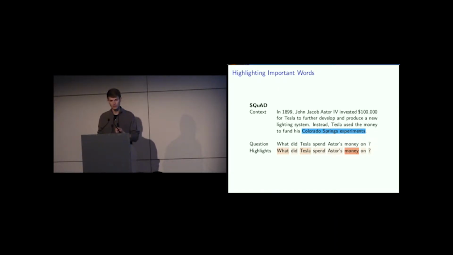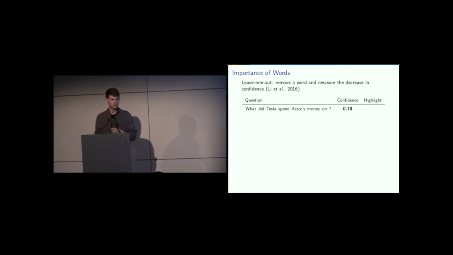Now, how do we actually generate these importance values for each word? A simple way is called leave one out. Basically, I just leave a word out from the input. For example, I remove what, and I measure how much the confidence goes down. And by confidence, I mean maybe the output of your softmax, whatever the probability of the answer is. We see it drops from 78 to 68, so it gets kind of a light highlight.